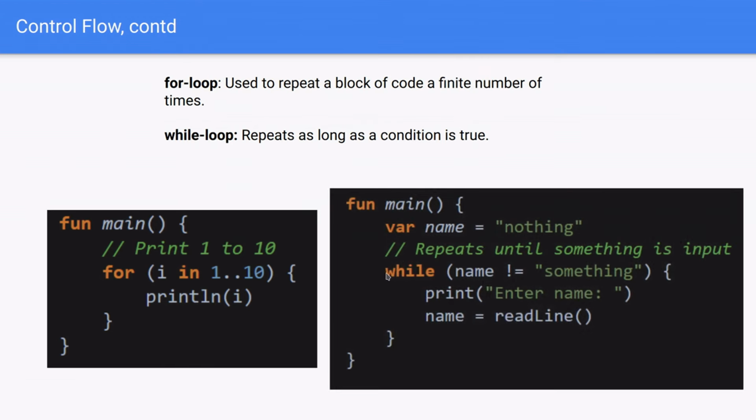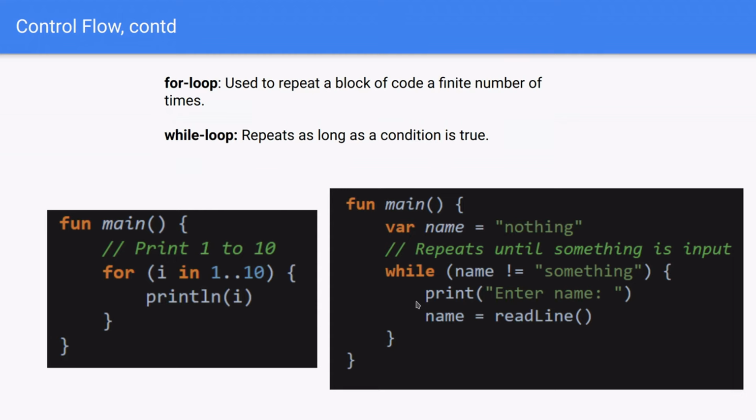Again, then we can use the while loop as well. We have a variable called name, which is now nothing. So we want our loop to run as long as the name is not changed to something. So we use a while, and then we input a condition: name, and this is the not equal to operator. The name is not equal to something. So while the name is not equal to something, this code block will continue running.